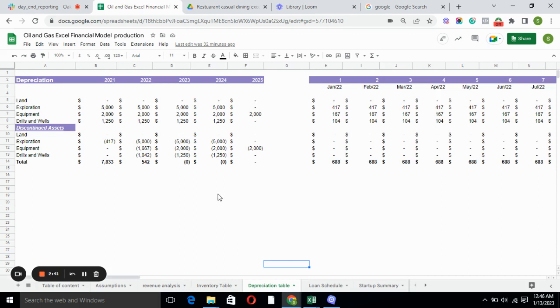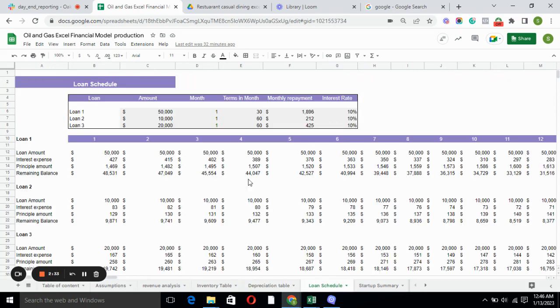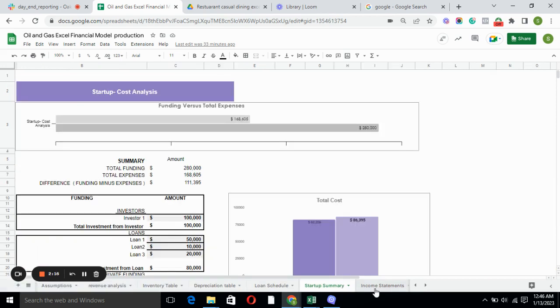The depreciation table basically tells you how much an asset is depreciating over time. Obviously, if you're using an asset, it will be depreciating over time. The loan schedule basically tells you how much repayment you need to do every month. Here we have calculated the loan amount, interest expense, principal amount, and remaining balance for the loans we have taken. Here we have taken loan 1, loan 2, and loan 3.